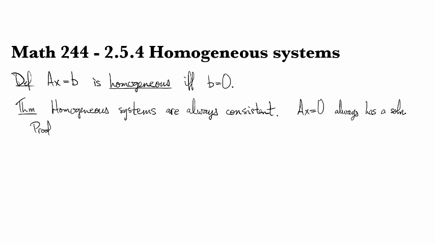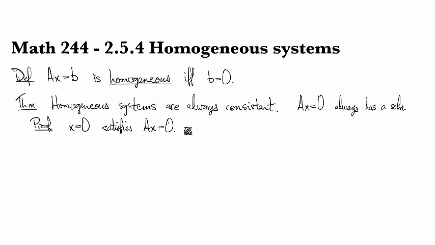I bet that you can actually prove this theorem on your own. If you want, you can pause the video for a moment and see if you can see why it must be true that a homogeneous system is always consistent. Okay, so assuming that you've thought about it for a moment, if you look at x equals 0, it's a solution, because A times 0 is always going to give you 0. That's it. Not much to it.